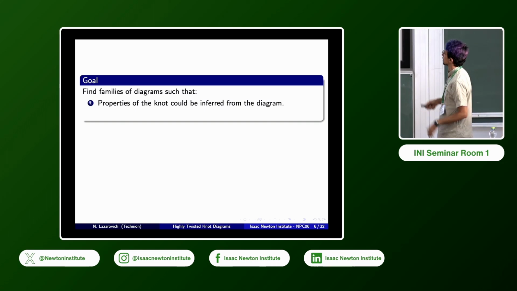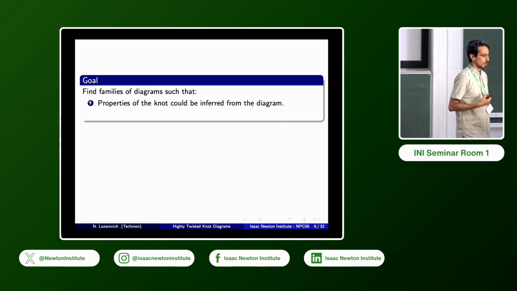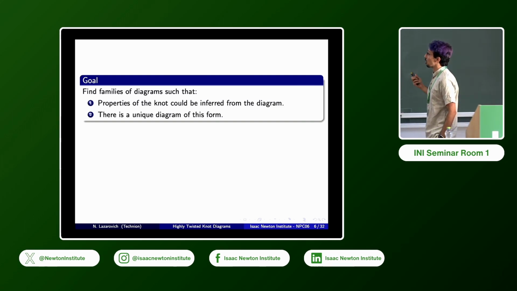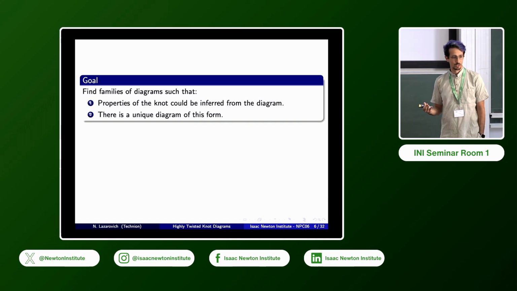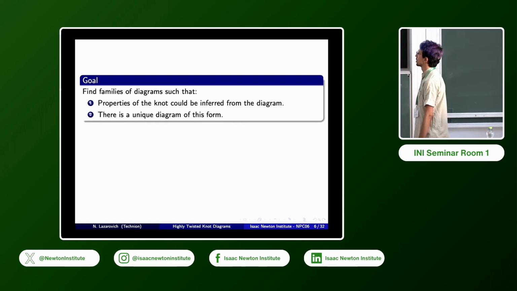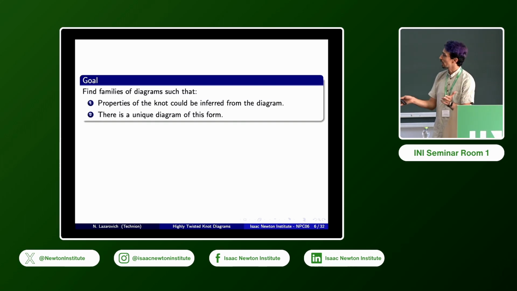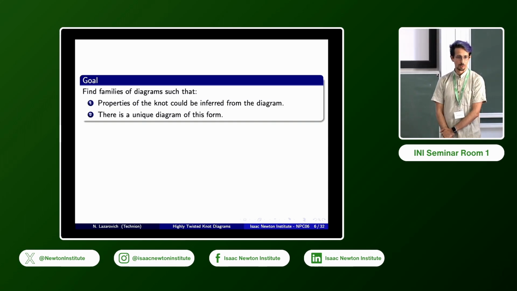So here's the goal. We want some properties of the knot to be inferred from the diagram, and then hopefully have a unique such diagram in some sense. Meaning if I was able to produce two diagrams of the same knot which are from this family, I would want to say they are the same, or to tell when they are the same.